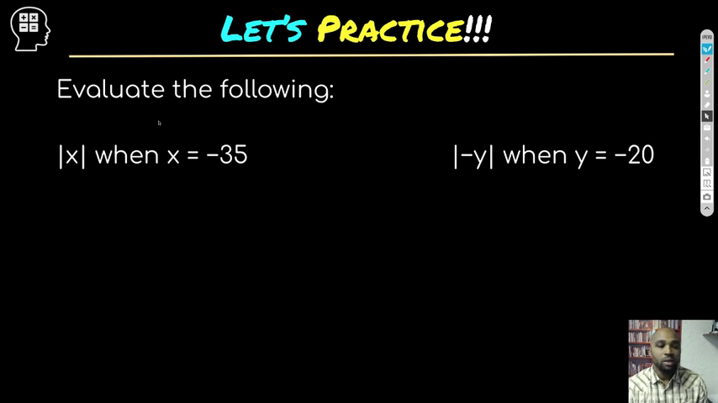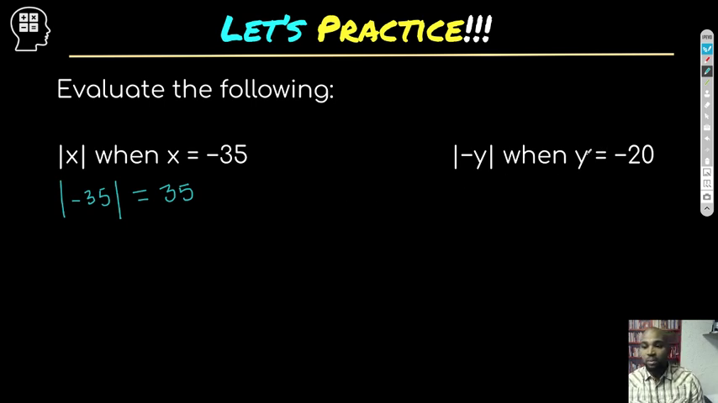Let's continue by evaluating the following problems. What if you have the absolute value of x, when x is negative 35? We keep everything the way it is, but in for x we put negative 35. Now they're just asking us for the value of that. We're combining discussions we've had already about how to evaluate, substituting negative 35 in for x. The absolute value of negative 35 is simply asking how far negative 35 is from 0, and it's 35 units away from 0. We're not going to say a distance of negative 35.